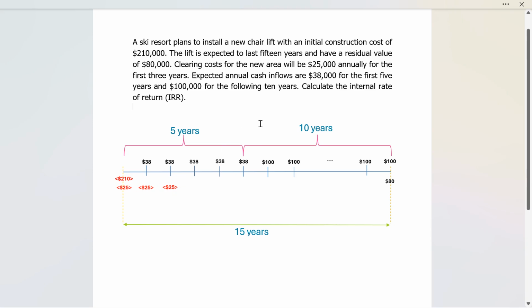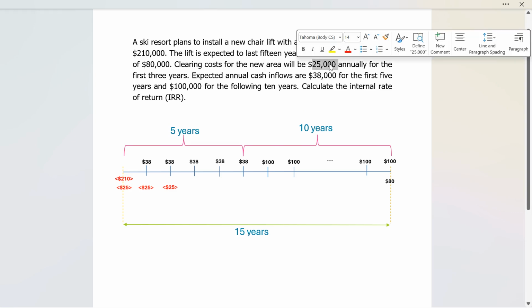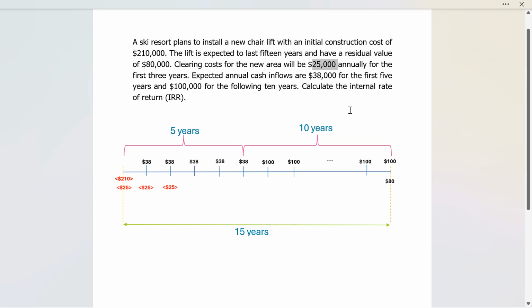In the investment decision application, we always suppose that the costs are at the beginning of each time interval. There are three clearing costs of $25,000 for the first 3 years. And I have written all the costs at the beginning of each time interval, which is a year.